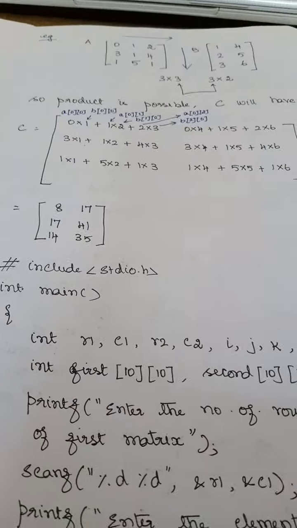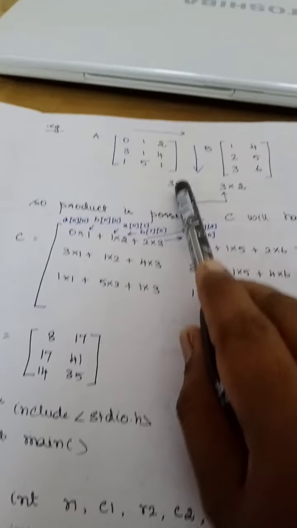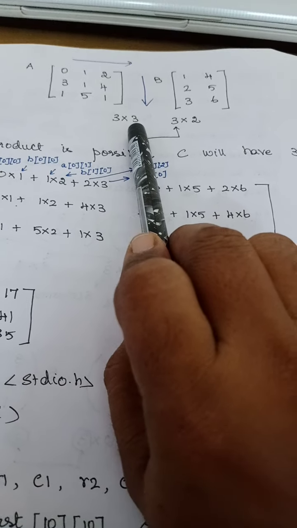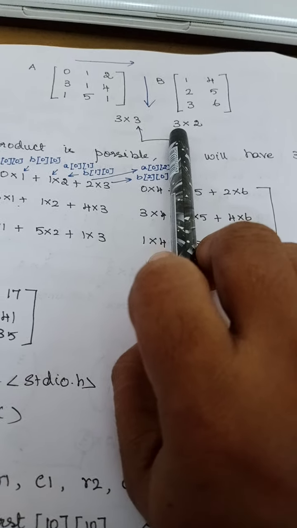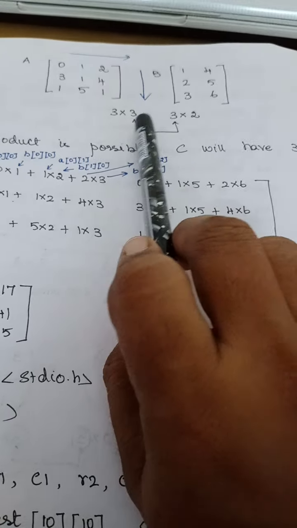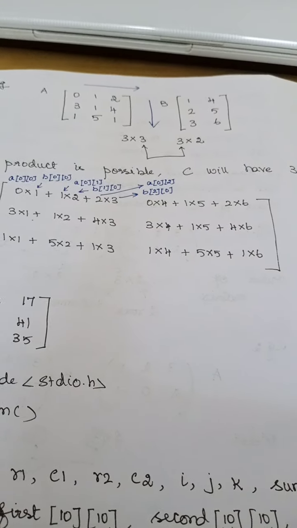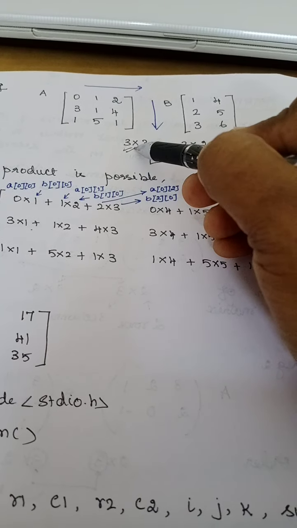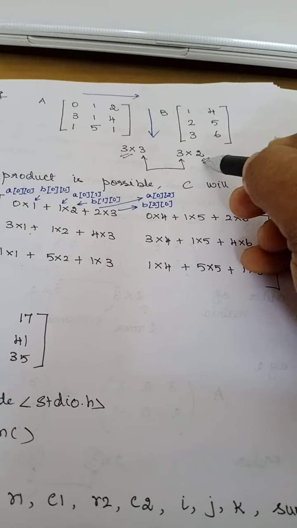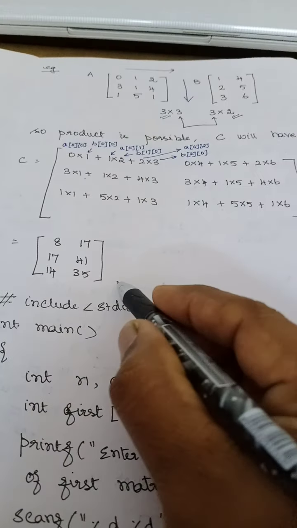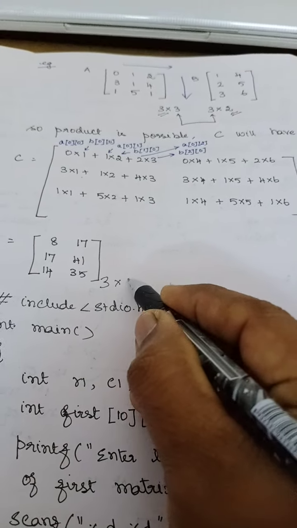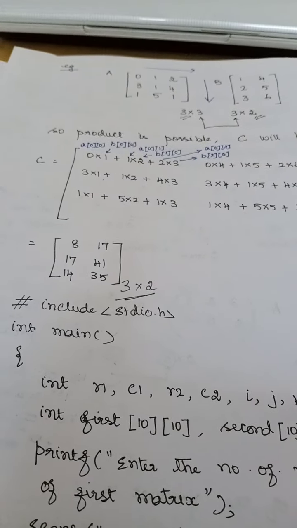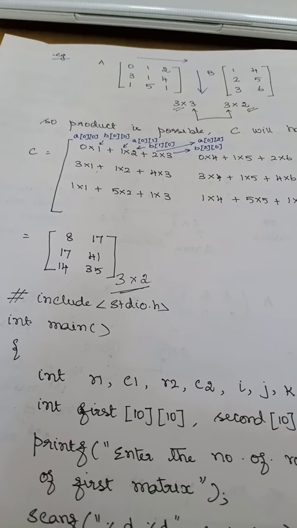So what is the rule for matrix multiplication? The column of your first matrix should be equal to the row of your second matrix. And what is going to be the order of your product matrix? That is going to be the row of the first matrix and the column of your second matrix. So that is why we have 3 into 2. This is going to be an order of 3 by 2. 3 rows and 2 columns. Right? Now we'll move on to the program.